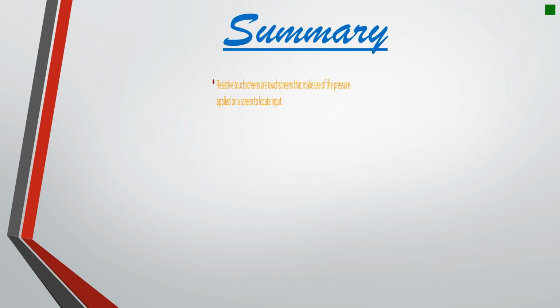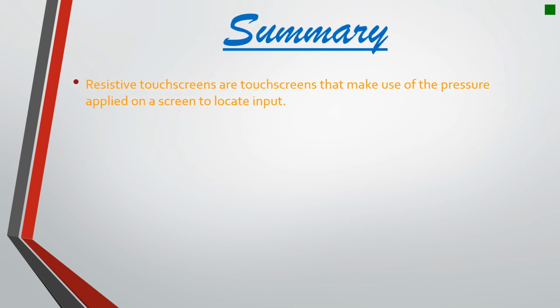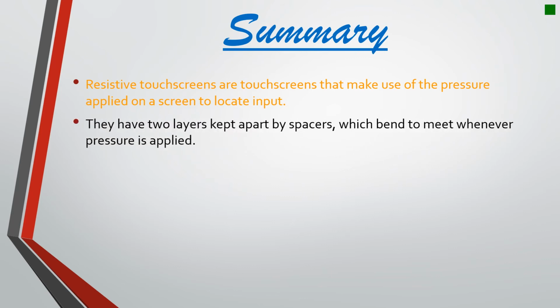In summary, resistive touchscreens are touchscreens that make use of the pressure that you apply on a screen to locate the exact position of where input was provided. They have two layers, a resistive layer and a conductive layer, which are kept apart by spacers. However, these two layers will bend to meet each other whenever enough pressure is applied on a spot.